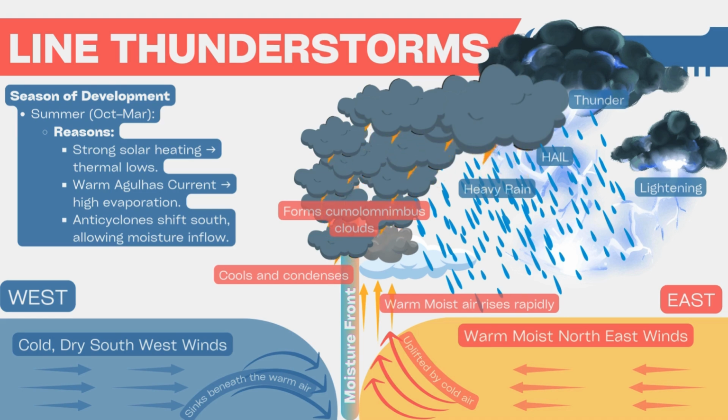5. Wind shear. Winds changing speed and direction with height tilt the storm eastwards. This separates updrafts, storm fuel, from downdrafts, rain and hail, keeping the storm alive longer.